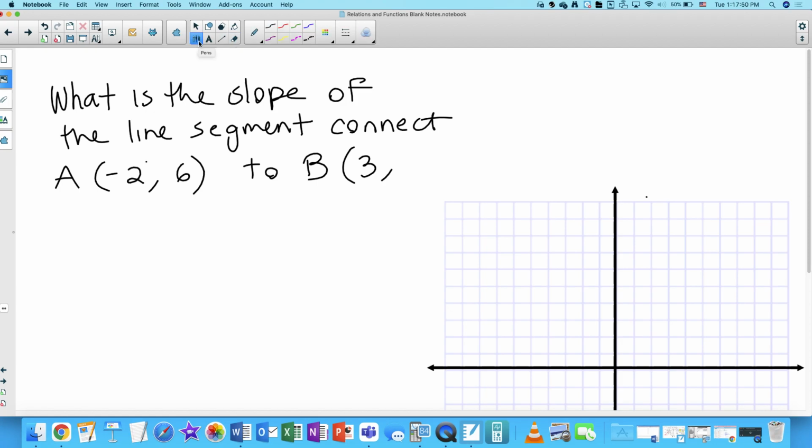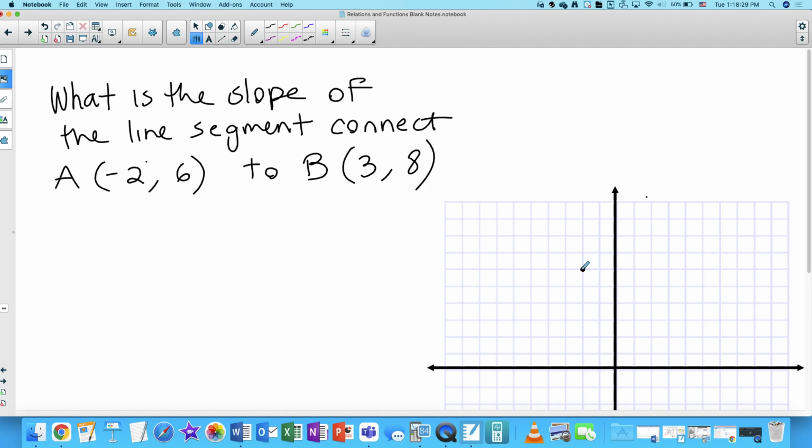We're going to figure out the slope. Based on what we've looked at so far, we would have to plot these and then count out our rise and our run. Does that make sense? Okay, let's do it. If I plot point A, it's at -2, 6. So that's -2, 2, 4, 6. There's A. And if I plot point B, it's at 3, 8. 2, 4, 6, 8. There we go.